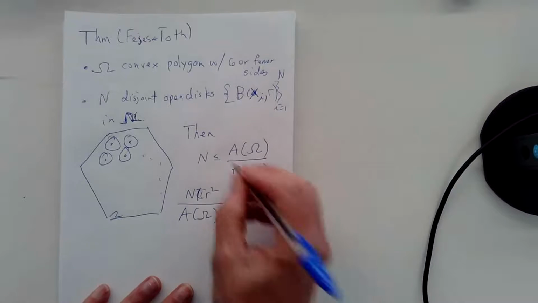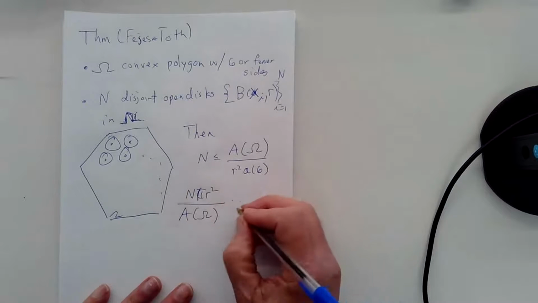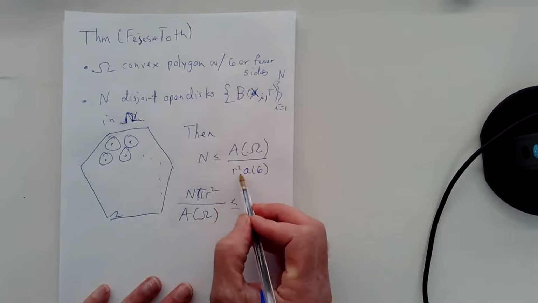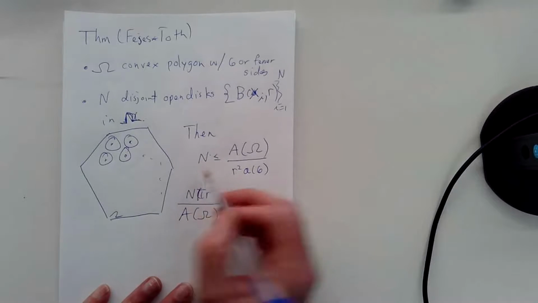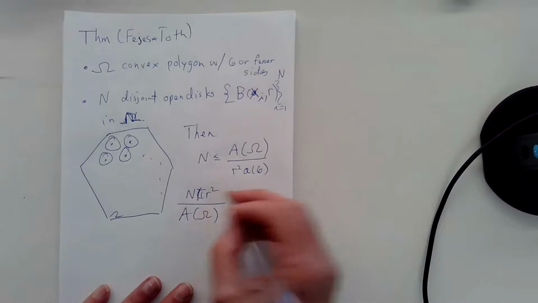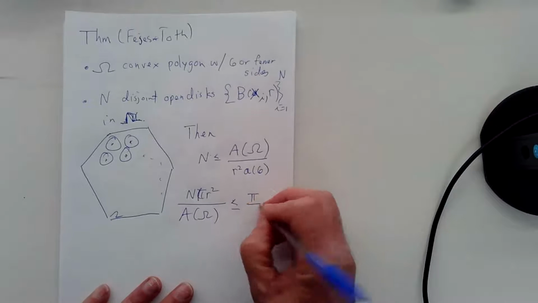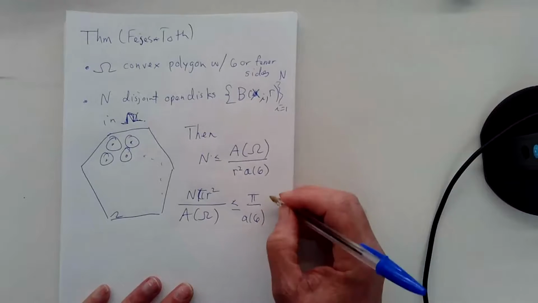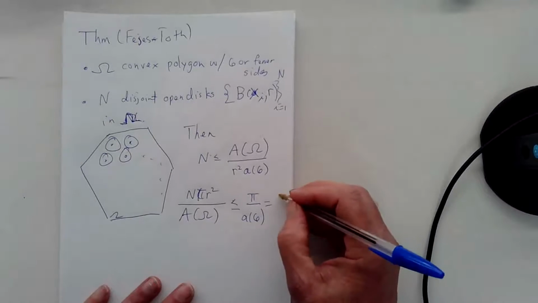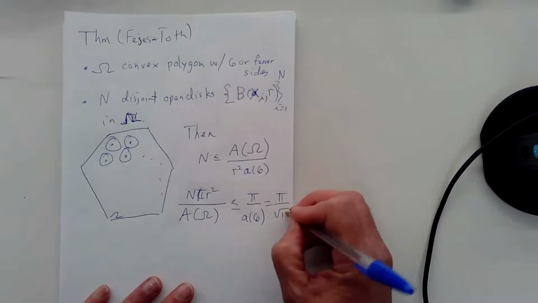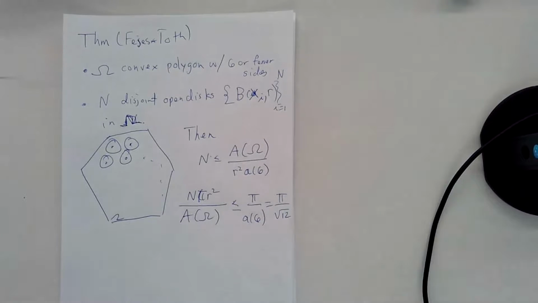Then you rewrite this. You bring the r squared up here, multiply both sides by pi, divide by the area of omega, and we get pi over A of 6. And you can check with the tangent of pi over 6 that this is pi over root 12. And so this gives the packing density. So by picking an arbitrarily large polygon, this says that the largest we can cover is this.